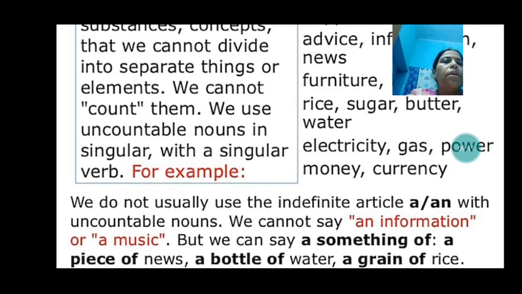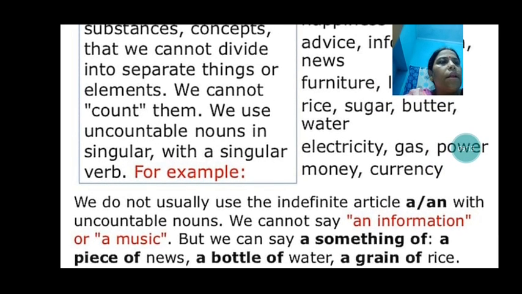Now that is given in this chapter only, countable and uncountable noun. In the next video we will learn about that.